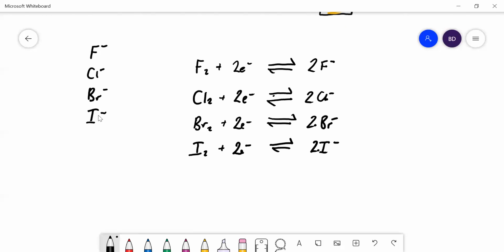Right, so let's look at fluorine. Fluorine is a small atom. It's got a great tendency to accept an electron and become a fluoride ion. I hesitated to use the word electronegativity here because electronegativity refers to the ability of an atom to draw electrons towards itself in a covalent bond, and we're not talking about covalent bonds here. We're talking about forming ions. So I'm not going to use that word, but fluorine has a very strong affinity for electrons. So this equilibrium is very far to the right.